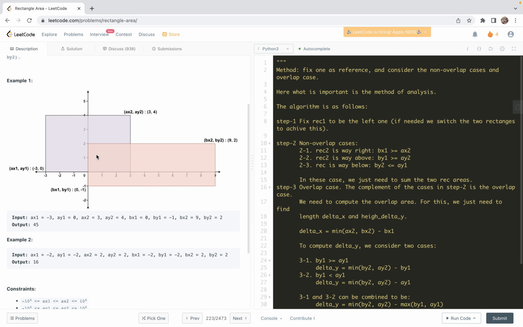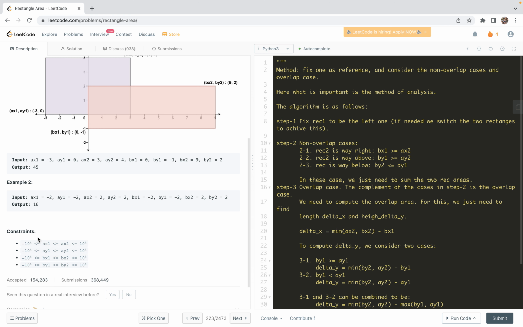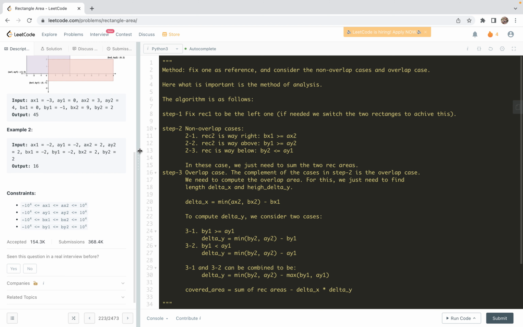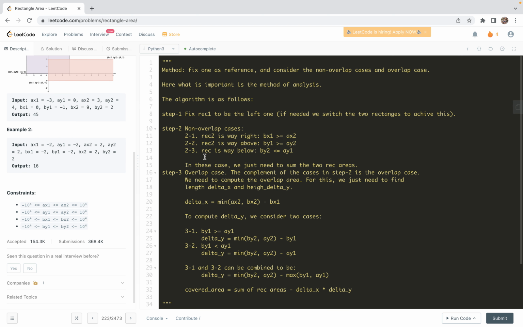In this example, we know that these two rectangles have an overlap. When we compute the covered area, we need to sum the two rectangle areas and then minus the overlap. So this is the point we need to notice. Here are the constraints on the coordinate components. We will not go into details for that. With that said, let's look at the analysis.